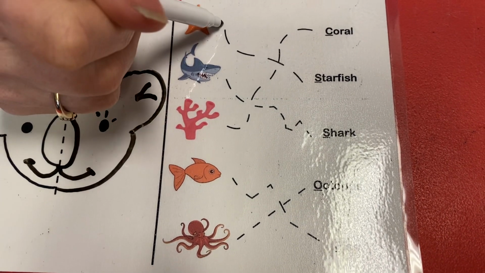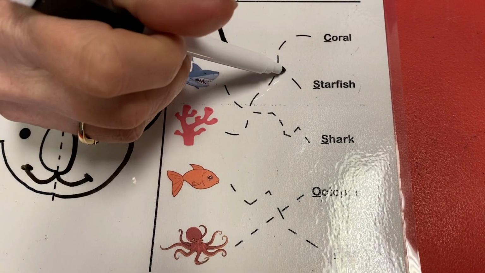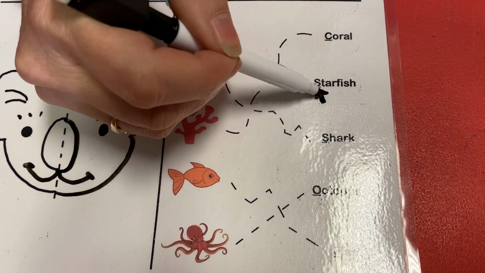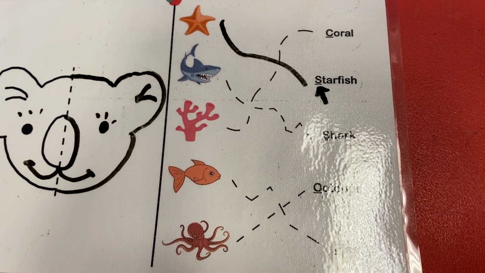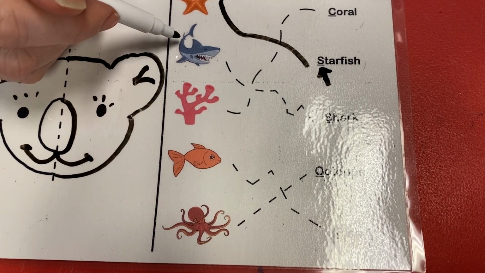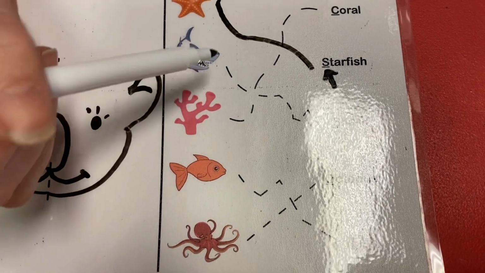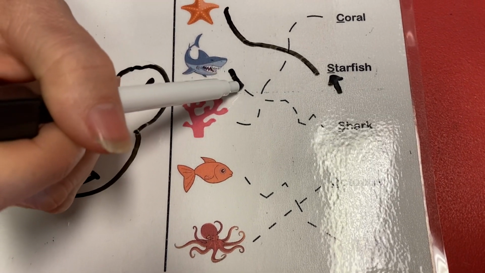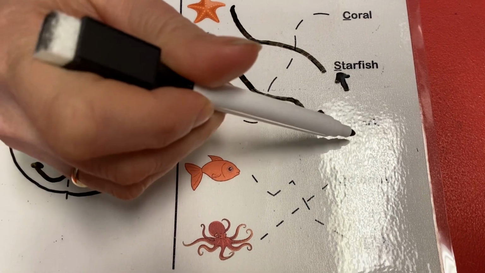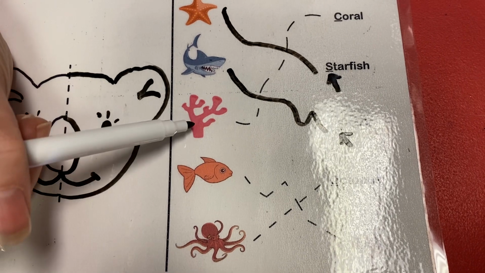So, starfish. Right? Let's find that. And starfish starts with that S. Starfish. I don't think I want to run into him, but he's probably there a lot. He is, yeah. It's his home. All right. Shark. All right. Coral.